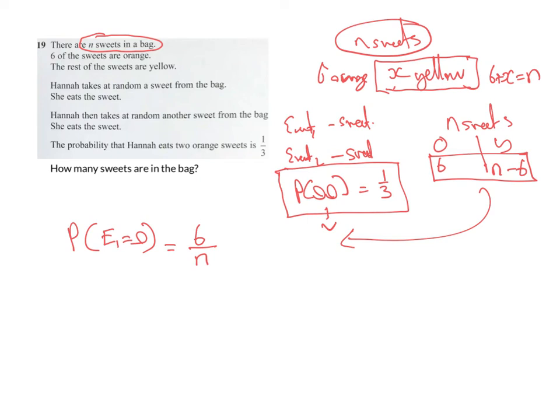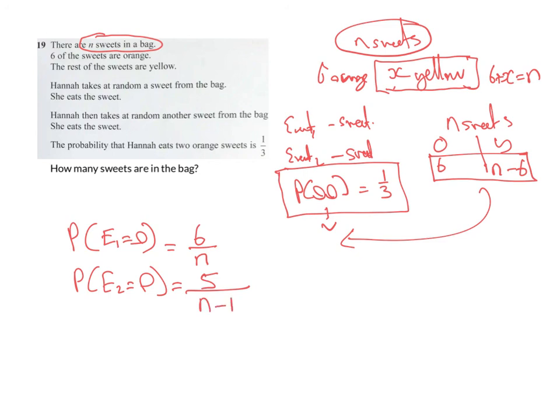Okay, now probability of orange and orange, so we need the second event is orange as well. Now, remember, she eats the sweet, the first sweet, so she doesn't put it back, so we have removed 1 sweet. So the probability of the second sweet being orange, well, there were 6 oranges to start with, but we've eaten an orange sweet in the first event, so now there are 6 minus 1, or 5 orange sweets. How many sweets are in the bag? Well, there were n, but we've taken 1 out because Hannah's eaten it. So, n minus 1.